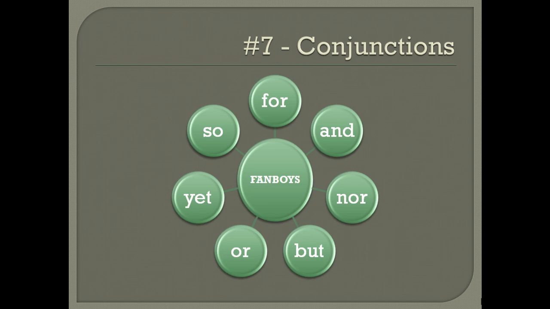Notice how each letter of the word FANBOYS relates to one of the coordinating conjunctions. In addition to coordinating conjunctions, you should learn to use subordinating conjunctions to group words that are not equal. This includes words like although, before, and unless.